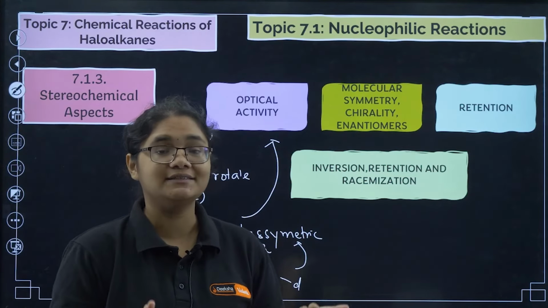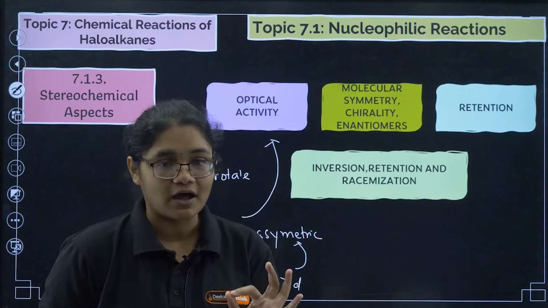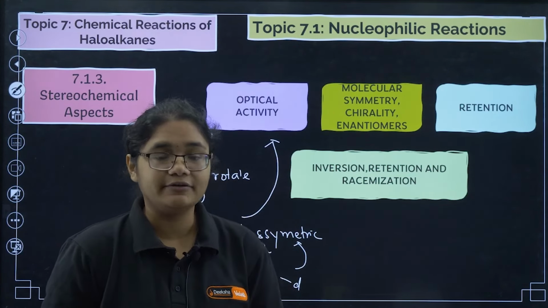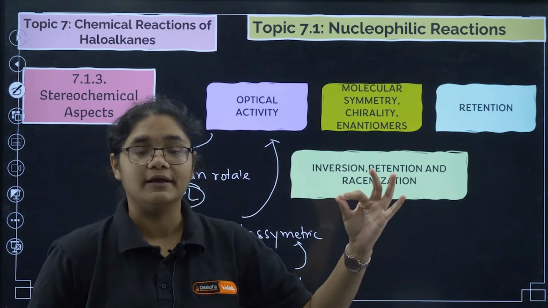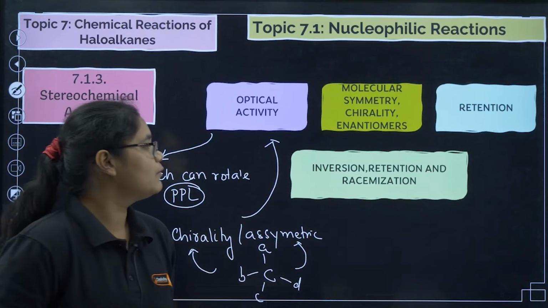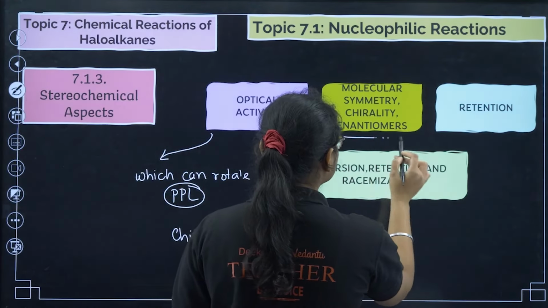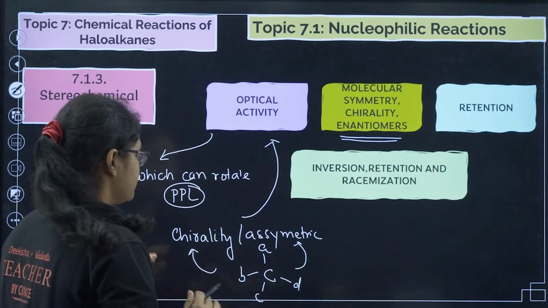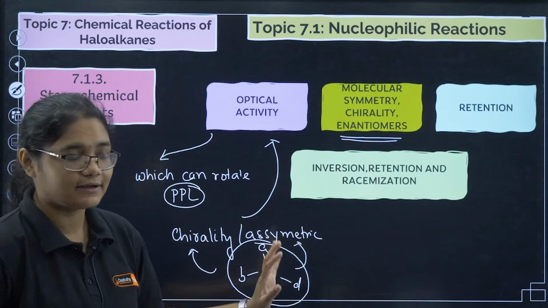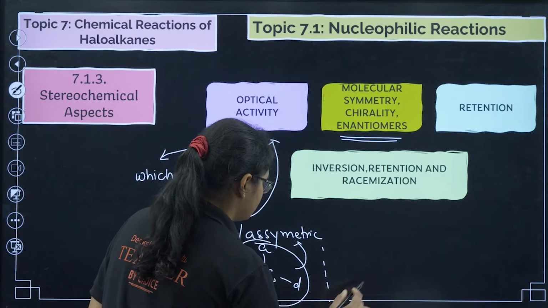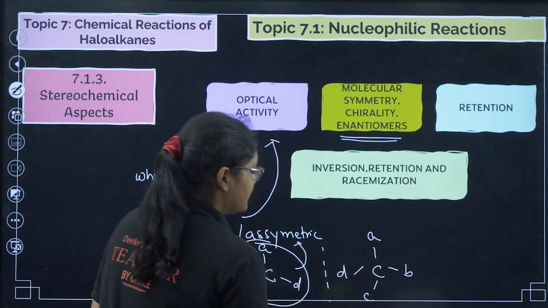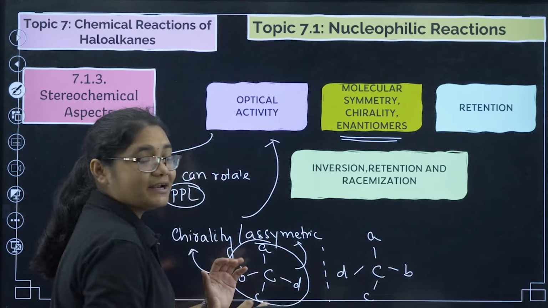How can you look at the molecule and say whether it is optically active or not? If a carbon has 4 different groups, then that molecule is chiral or asymmetric in nature, and that molecule will be optically active. If it is optically active, it will rotate the plane polarized light. Now, what do you mean by enantiomers? Suppose this molecule is rotating the plane polarized light. Now this molecule will have its mirror image also. It can have one mirror image like this. Now these 2 will be called enantiomers.